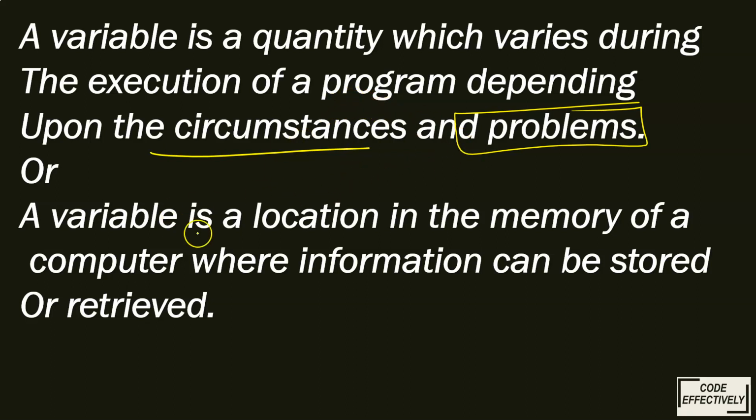Or you can take another definition. A variable is a location in the memory of a computer where information can be stored or retrieved. Now, I will explain both these definitions in layman language so that you can understand them and you don't just learn them. You will just understand them.